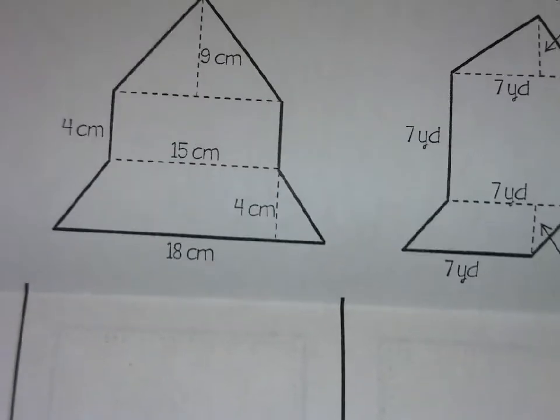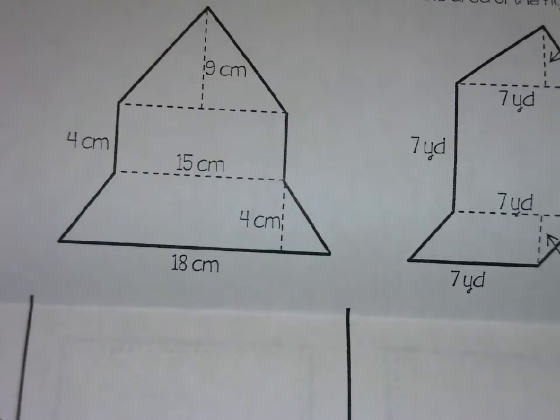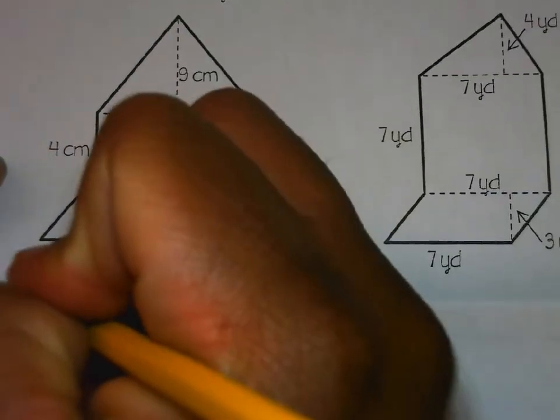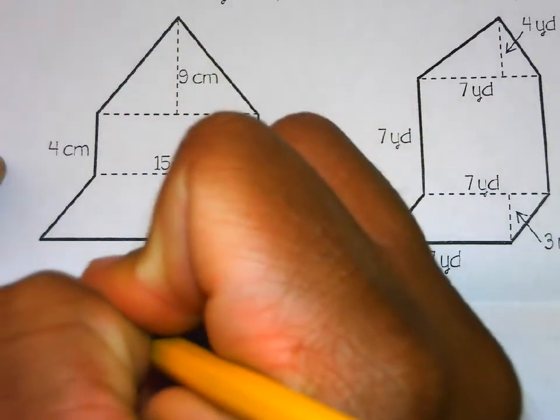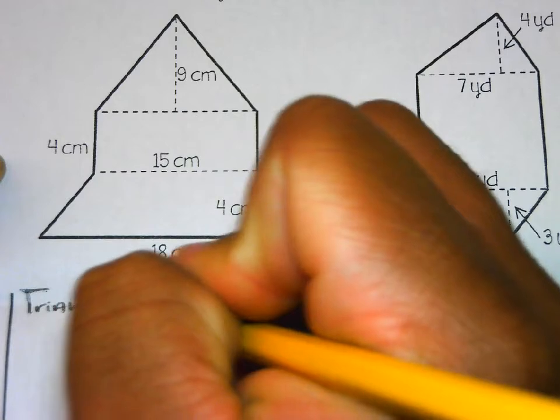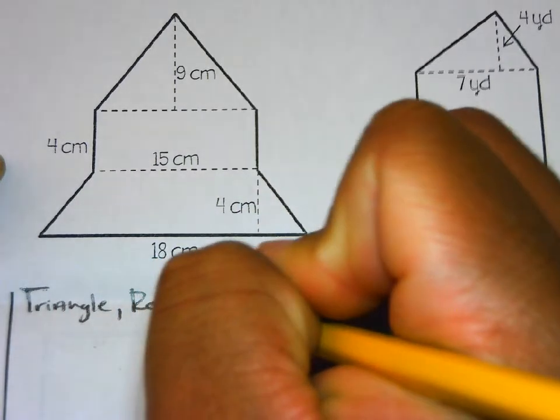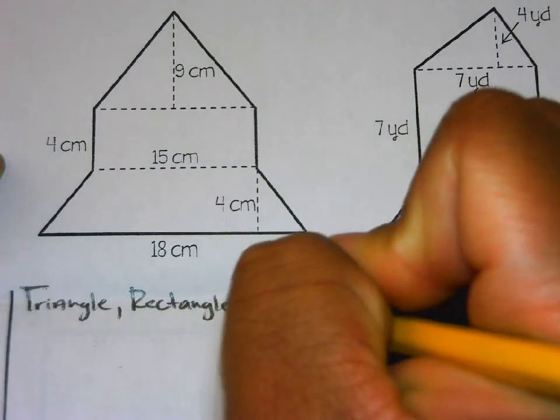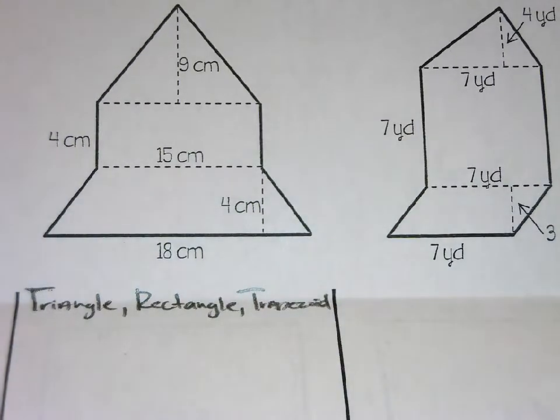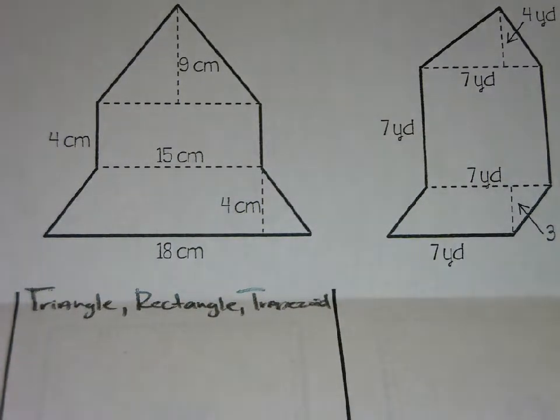The next one. The rocket ship looking thing. What do we have here? We do not have 3 triangles. We have a triangle, a rectangle, and a trapezoid. Good. A triangle, rectangle, and a trapezoid.